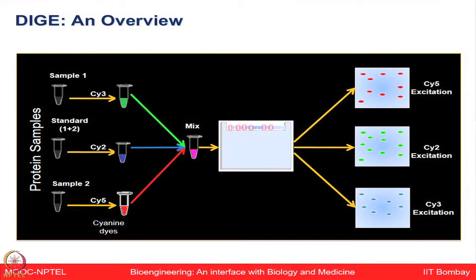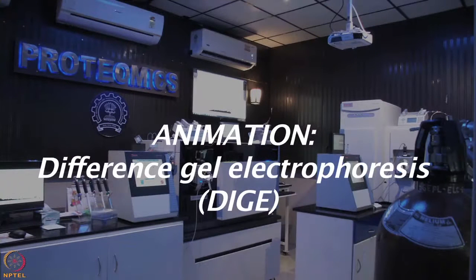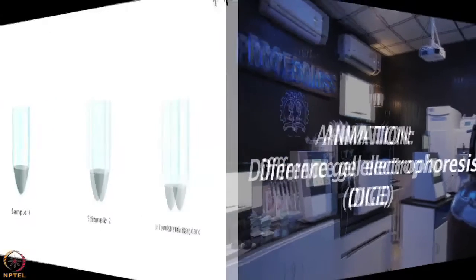So, again summing up the DIGE technology, we can see the overview of the technology. We are comparing a test and the control condition. We have labeled the samples with Cy3 and Cy5 dye. We have made an internal standard, which is labeled with Cy2 dye, mixed all the 3 samples, separated on one gel, and now you can scan at different wavelengths to obtain different color patterns of these dyes. Let me explain this in more detail in the following animation.